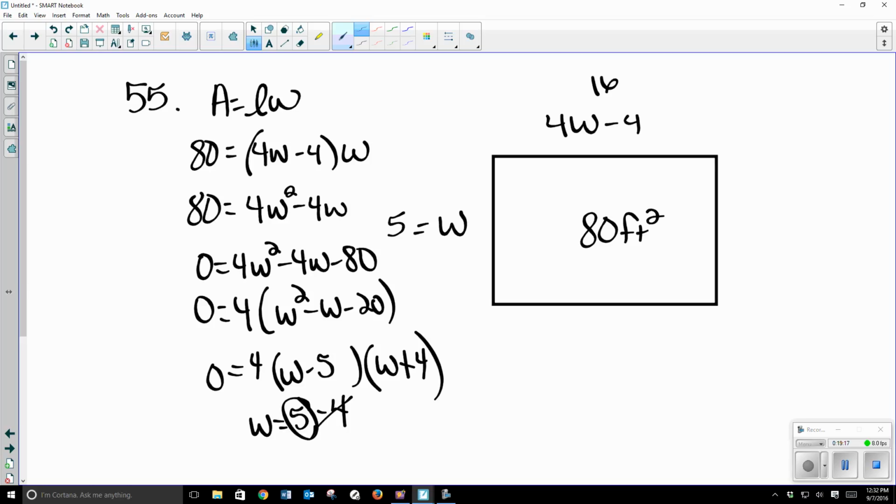I do not like number 56. Has anybody attempted number 56? Read that and see if you can figure out which one works.